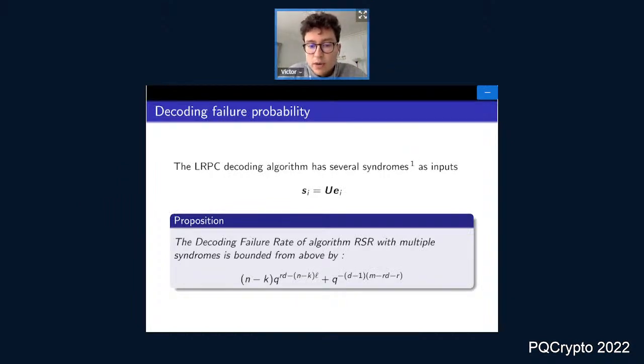And so because of this new idea of sending multiple syndromes, the rank support recovery algorithm is more efficient, and we are precisely able to give an upper bound to the decoding failure rate. And the proof is detailed in our paper. And so the decoding with several syndromes can also be seen as the decoding of an interleaved code, which were presented in a 2019 paper by Renner, Yarkovitz, and Bartz.